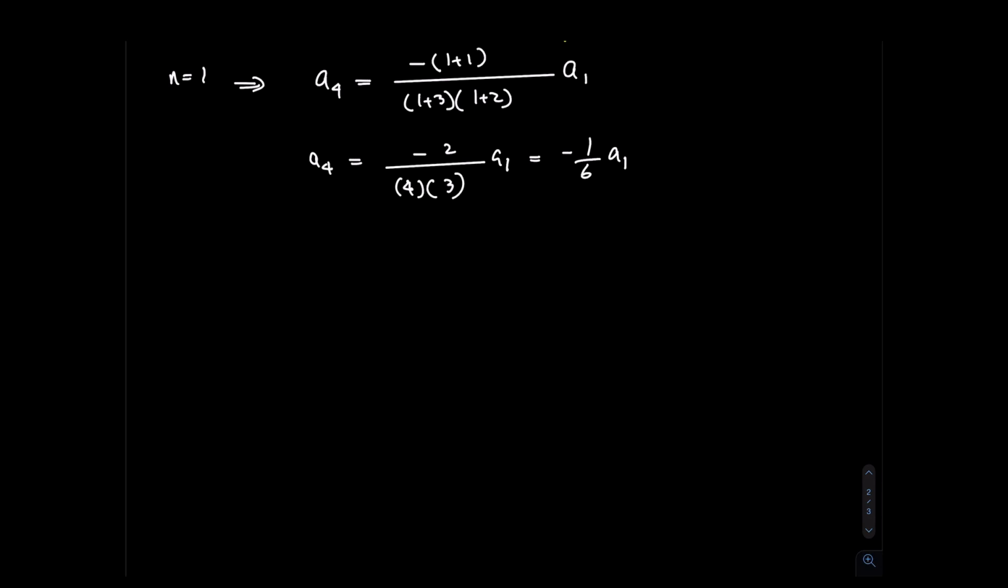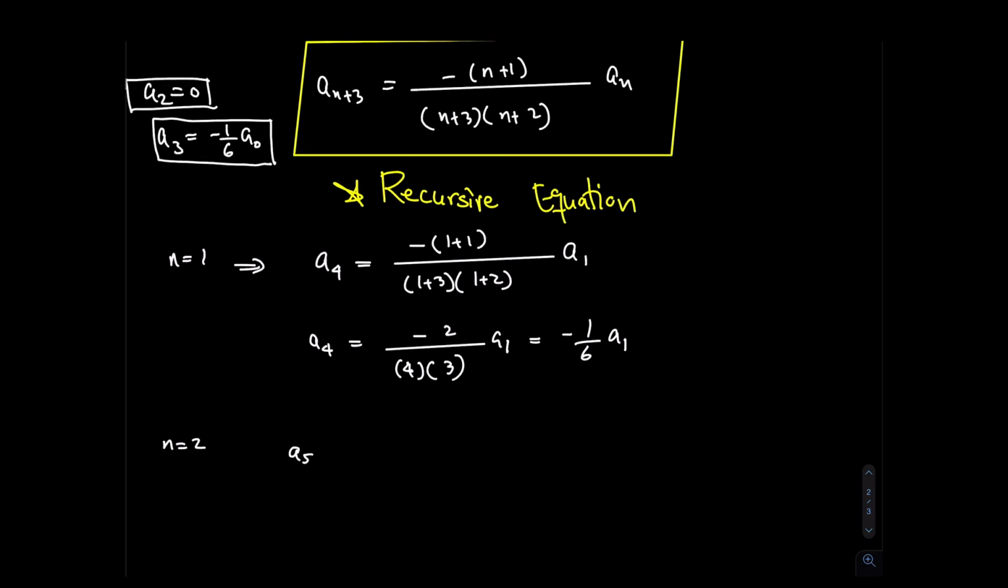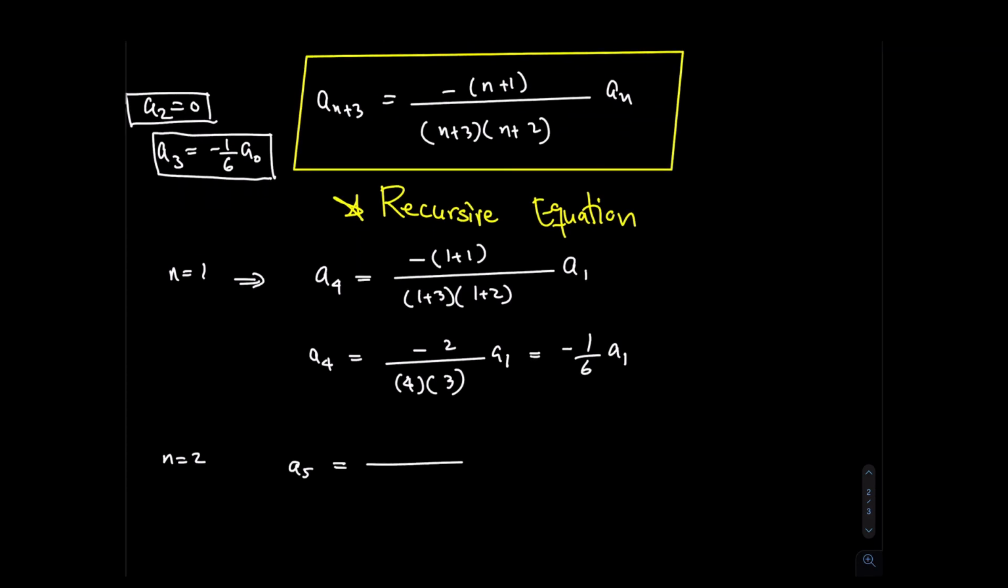Anyways, let's move on. So that's a4. Now if I go to the next, n is equal to 2 now, so a5 equals negative 2 plus 1, 2 plus 3, 2 plus 2, a2. So this gives me, yes, that's right, a2 is 0. So no matter what, this is always 0. Very good.